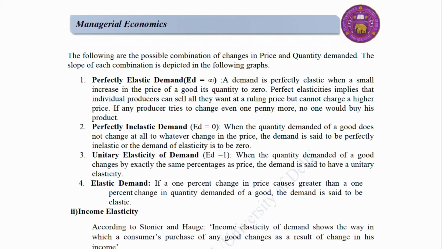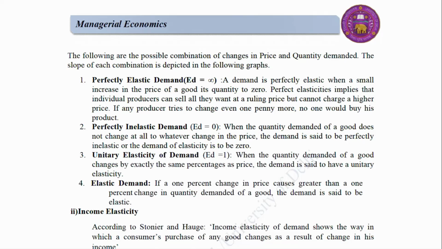The following are the possible combinations of changes in price and quantity demanded. The slope of each combination is depicted in the following graphs. First, perfectly elastic demand, ED equals infinity. A demand is perfectly elastic when a small increase in the price of a good reduces its quantity demanded to zero. Perfect elasticity implies that individual producers can sell all they want at a ruling price but cannot charge a higher price. If any producer tries to charge even one penny more, no one would buy this product.